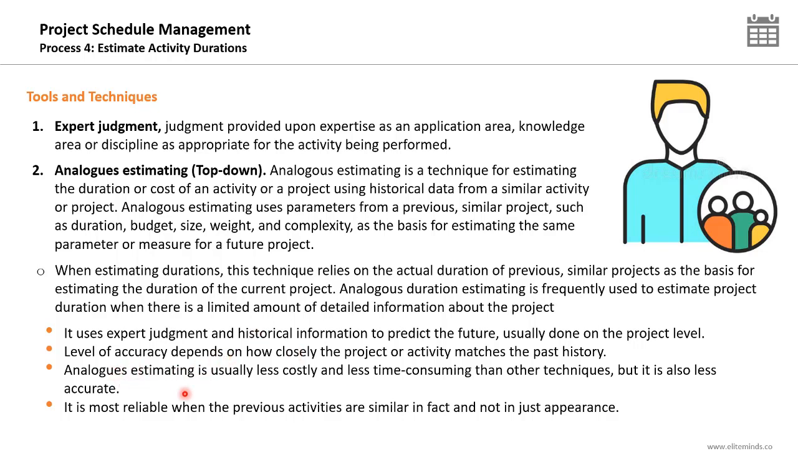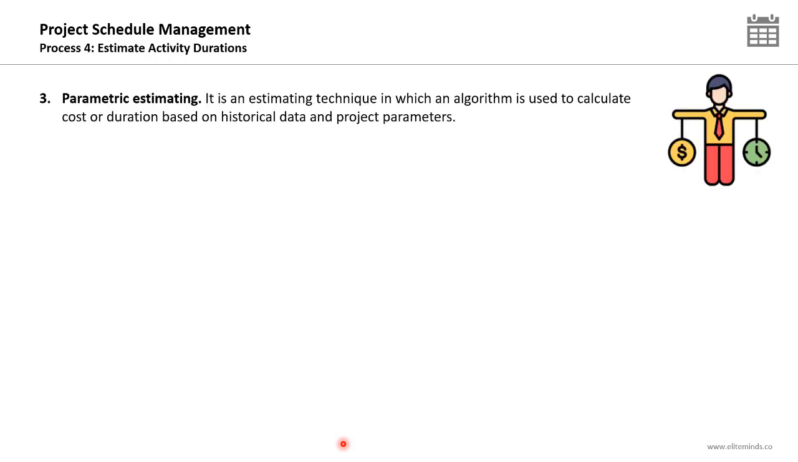Analogous estimating is usually less costly and less time consuming than the other techniques I will be explaining now, but it is also less accurate. It's most reliable when the previous activities are similar in fact, not only in appearance. So you need to make sure that you are referring back to a project that is in fact similar to the current project. The second estimation technique, which is more accurate, is the parametric estimating.